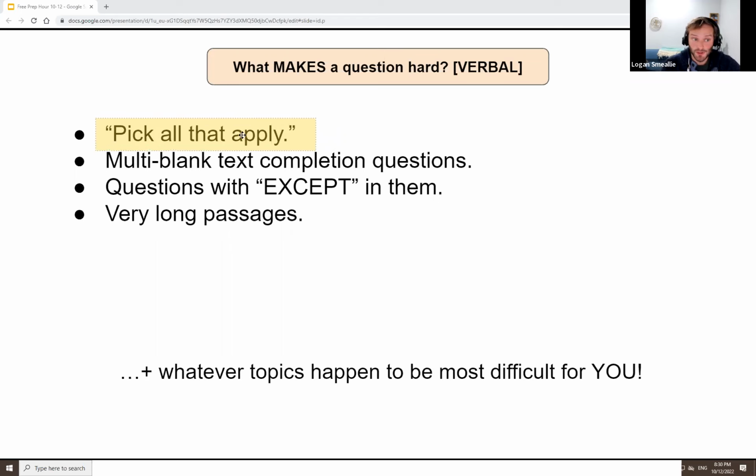Oftentimes there's going to be just one blank, but oftentimes there are going to be multiple blanks. And if you have two and especially three blanks, it just gets harder. And so those are things where you might want to guess and skip if you're going to run out of time.